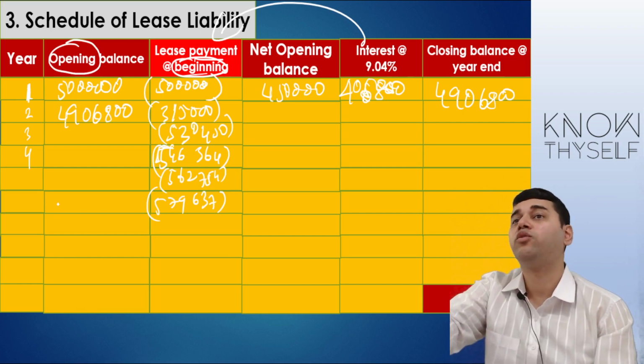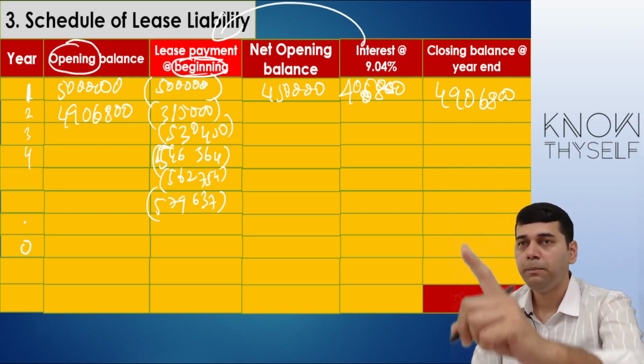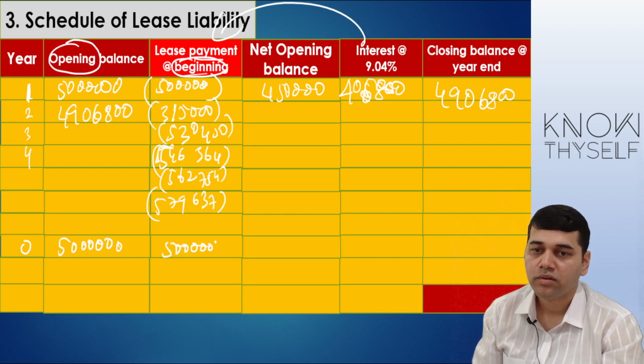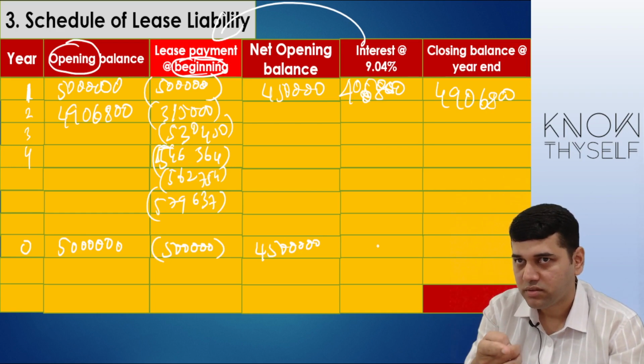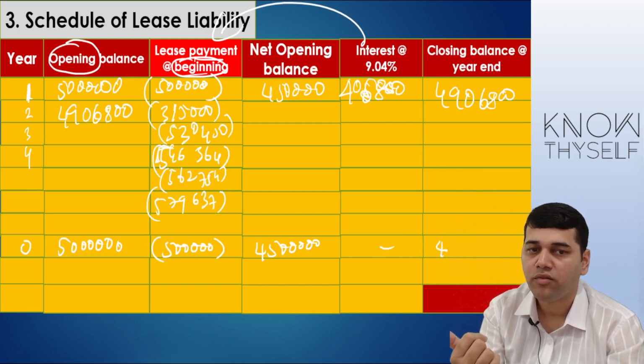Since you came with one question, you say, sir, I am going to write zero, no problem, please pay attention. Every year, you start with zero, what is the opening balance? You start with 50, you pay 5. What is the net opening balance? 45. Will interest come? No. Dash. So your net opening balance is 45, which is next year's 45.